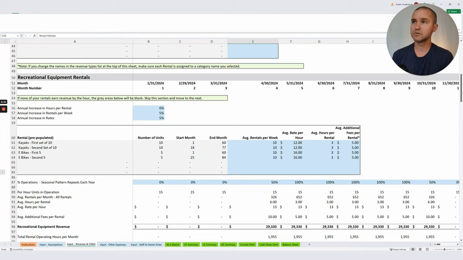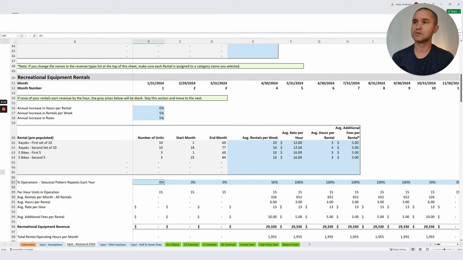So then the first thing we'll do is add in our assumptions about our recreational equipment rentals, so the kayaks and the e-bikes. And so we're going to see the number of units. This is all piped in from that input assumptions tab. And then we can say, what's the average rentals per week that we're going to have for each group here? And the average rate per hour and the average hours per rental. And then this is any additional fee or rental income that you're going to get beyond just the rental rate. So if you sell insurance or some additional fee, you can add that in here.